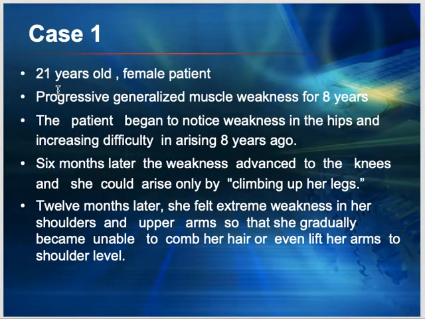So, a 21-year-old female patient with progressive generalized weakness for 8 years. It's a long history. The patient began to notice weakness in the hips and increasing difficulty in rising 8 years ago. Six months later, the weakness advanced to the knees, and she could arise only by climbing up her legs. Twelve months later, she felt extreme weakness in her shoulders and upper arms, so that she gradually became unable to comb her hair or even lift her arms to shoulder level.